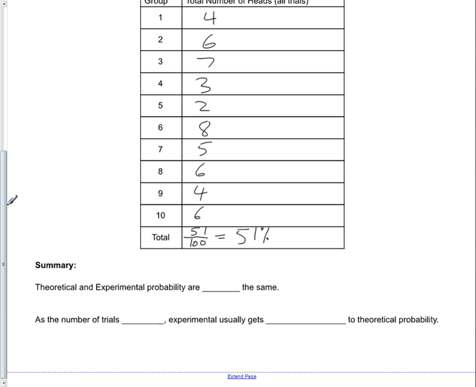So what's important to note is that theoretical and experimental probability are not the same thing. However, as the number of trials increases, the experimental probability usually gets closer to the theoretical probability. If I flip a coin 3 times, it's probably relatively easy to get 3 heads or 3 tails. But if I flip a coin 300 times, then it's probably going to be much closer to that 50-50 theoretical probability mark. So the more trials that you do, the more experimental data that you have, the closer to the theoretical result you should actually get.